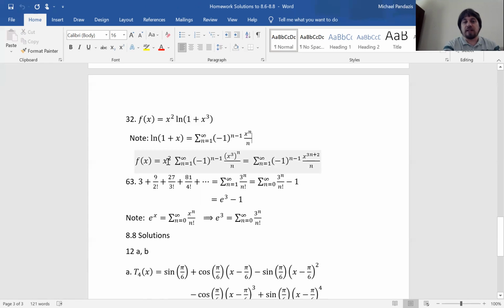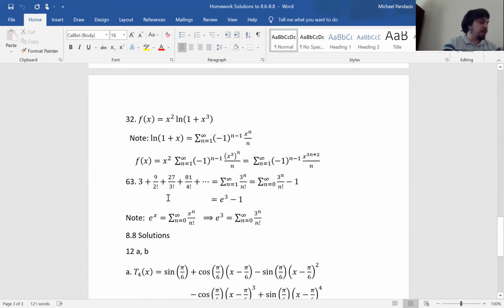But we have an x squared here. So if we move the x squared into the sum, we're multiplying all the terms in the sum by x squared. So you have x to the 3n plus 2. The plus 2 is from the x squared, moving it into the sum. Okay? And so now that's the sum. That's the Maclaurin series representation for f of x.